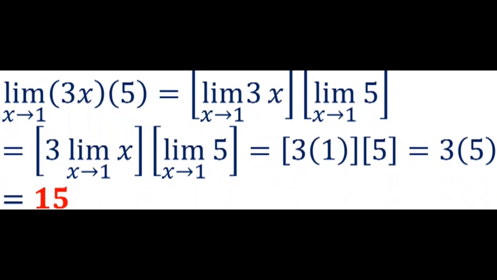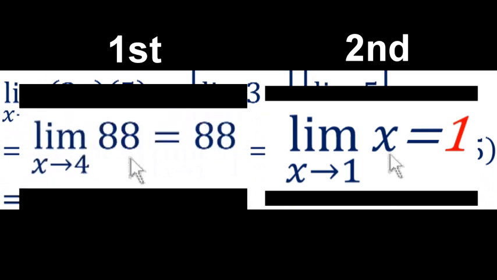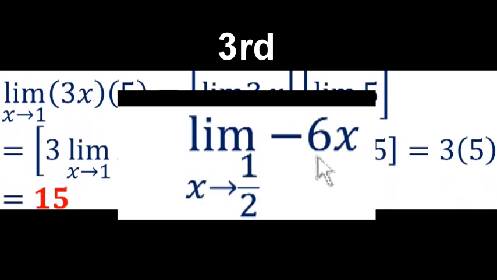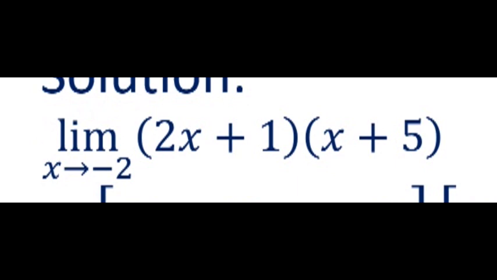Okay, as you notice, there are some theorems that are being used. So please bear with those theorems. Sample number 2. Limit of 2x plus 1 times x plus 5 as x approaches negative 2. The same as number 1, you separate the two functions. It became limit of 2x plus 1 as x approaches negative 2 times the limit of x plus 5 as x approaches negative 2. Simplify first each function.